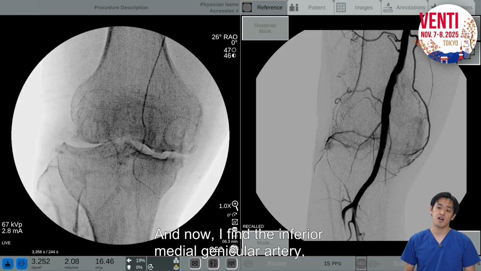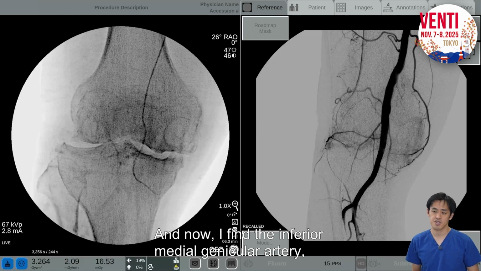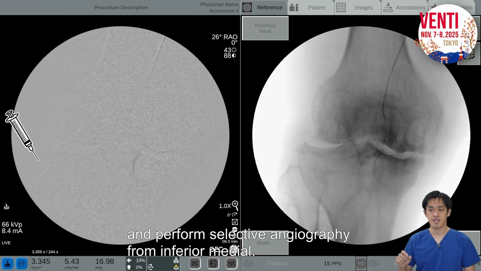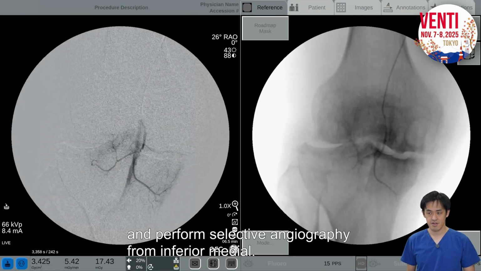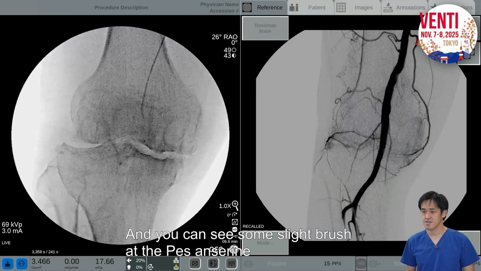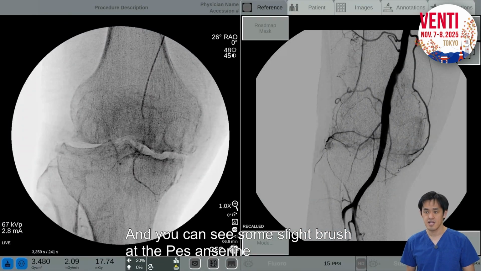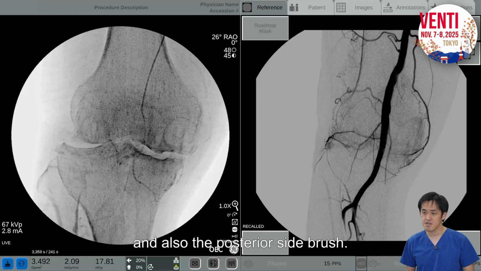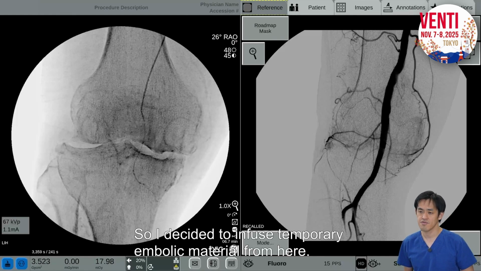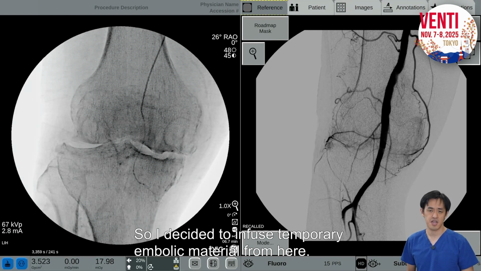And now I find the inferior medial genicular artery. I inserted the microcatheter and performed selective angiography from the inferior medial. And you can see some slight blush at the pes anserinus and also on the posterior side. So I decided to infuse temporary embolic material from here.